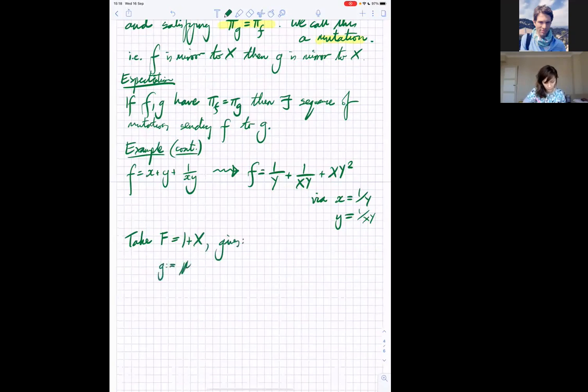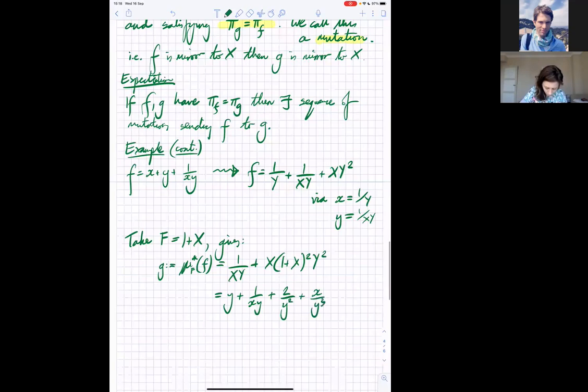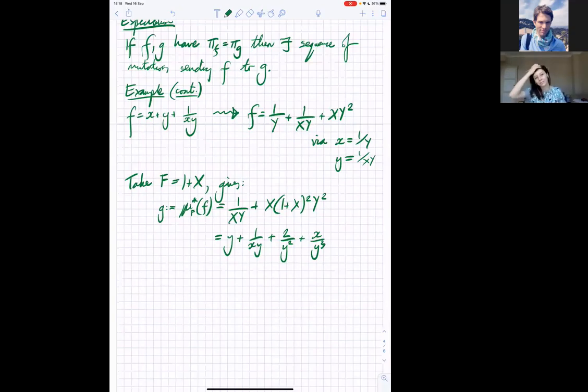a new Laurent polynomial G. This is going to be 1 over capital X, capital Y, plus X, 1 plus X squared, Y squared. Just plug it into the formula. So changing my coordinates back, it looks like this. And then, as homework, draw the Newton polytope of this. And what you'll find is we have the toric variety P(1,1,4). Okay.